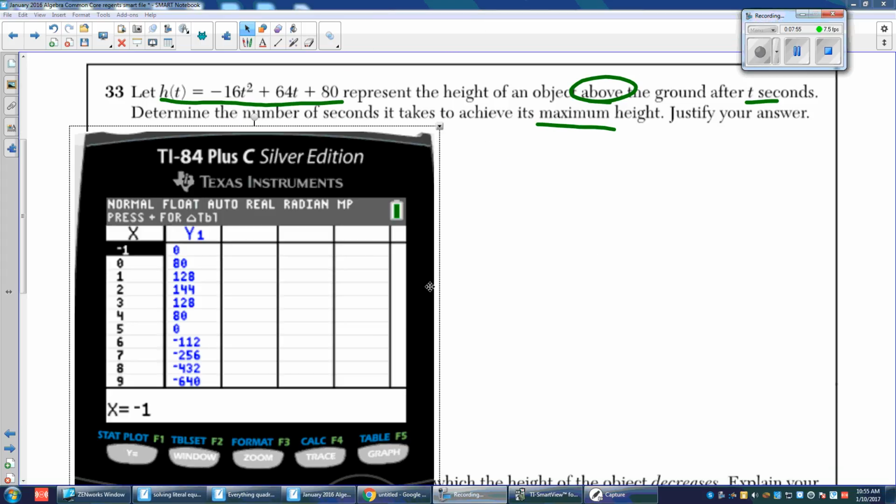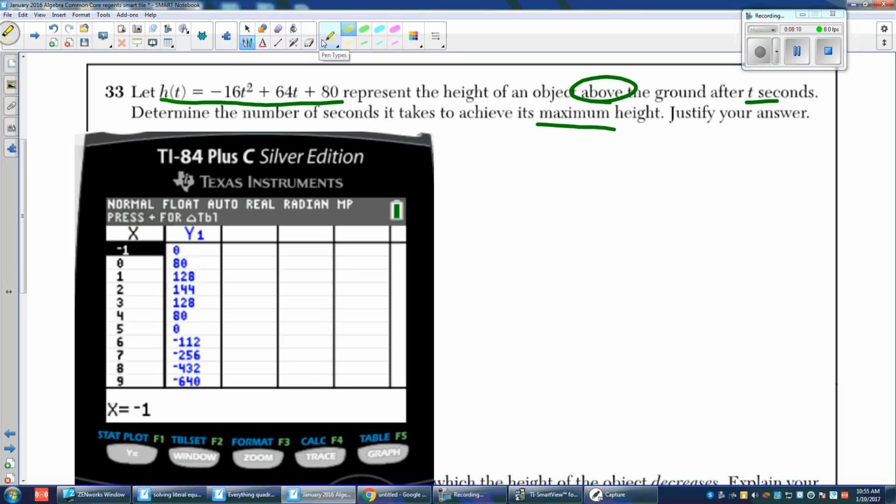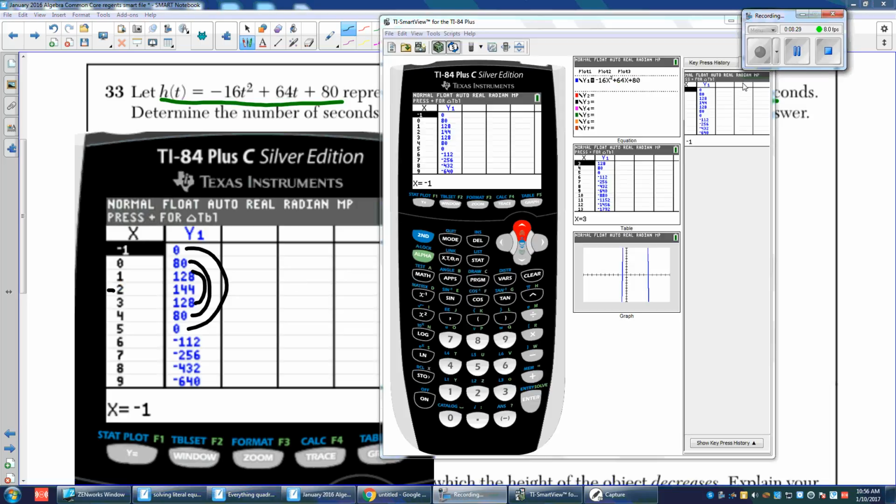Because we couldn't see on the calculator graph what the highest point was, I looked at the table and I see that it appears that the highest point is 144. Well, how do I know for sure that the highest point is 144? We have some symmetry. We notice that they pair up, and the highest point is going to be 144.